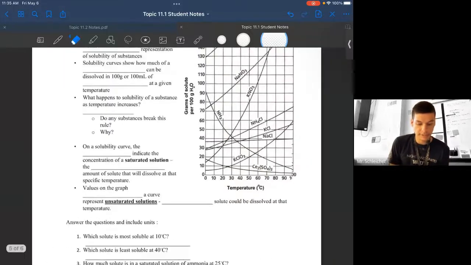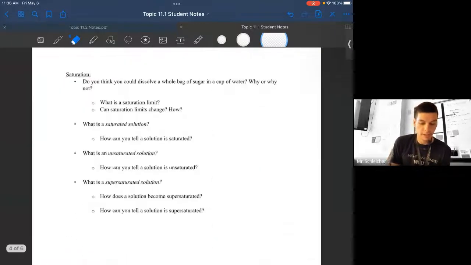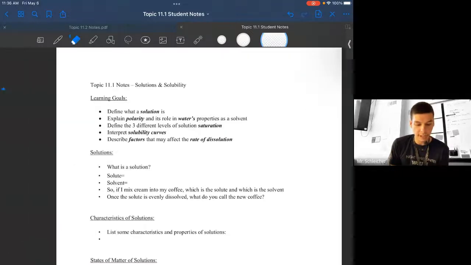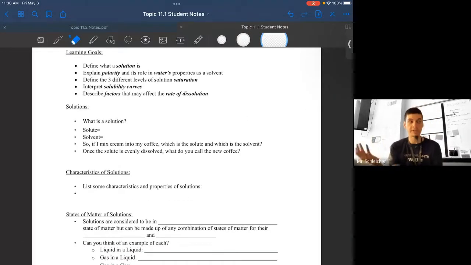All right, welcome to the second part of our notes here. Last class period, we started talking about solubility in general. We started talking about what a solution was, like a solute in a solvent, so like salt and some water dissolved together. We talked about polarity.